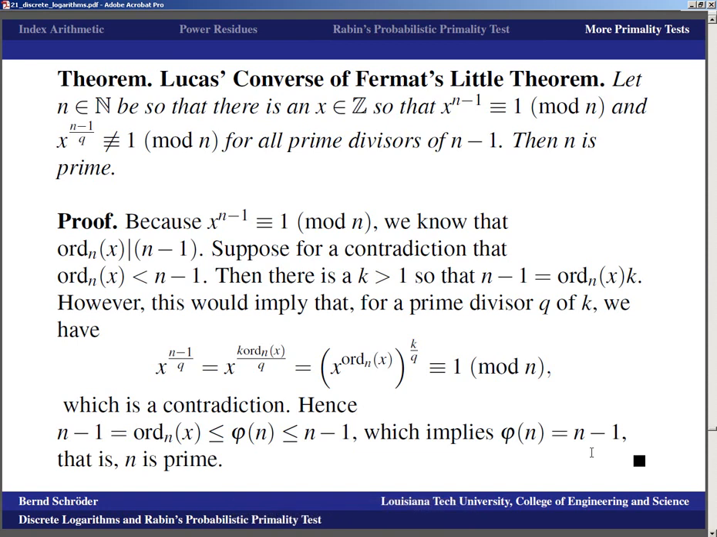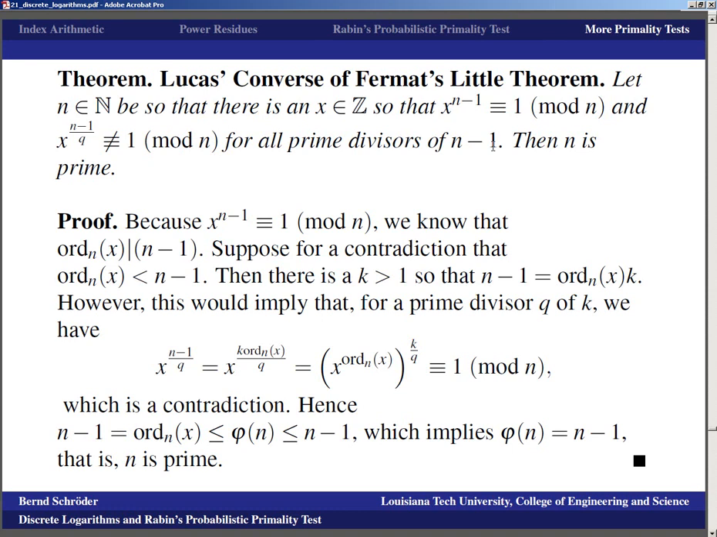Okay, so that's the proof, and so basically this converse, well, first of all, it's nice to have a converse, or if you wish, a partial converse, because we need additional hypotheses. But basically what it says is that if we have more knowledge about the prime divisors of n-1, then we can potentially also verify that n is a prime number.